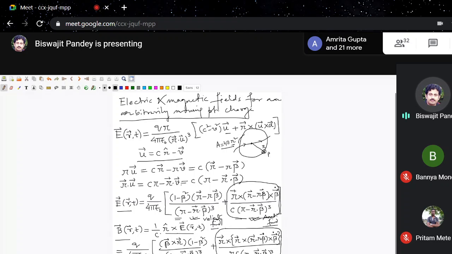And in a general scenario, we expect that this arbitrarily moving point charge will produce a non-zero radiation at any point, at any distance, right? So this expression is very, very important, that you should remember. And now we shall use this expression for electric field and magnetic field to analyze radiation coming from a moving point charge.